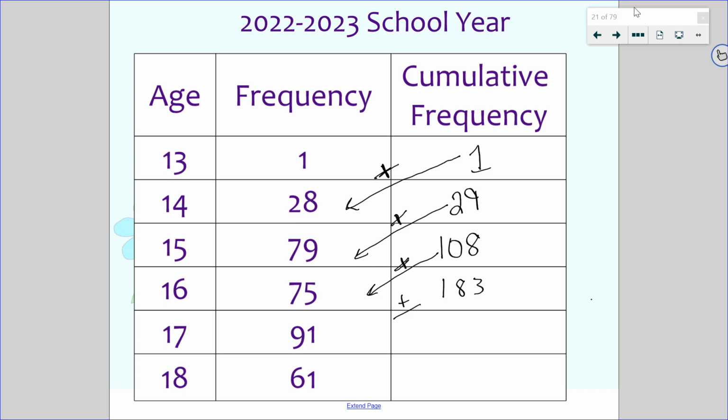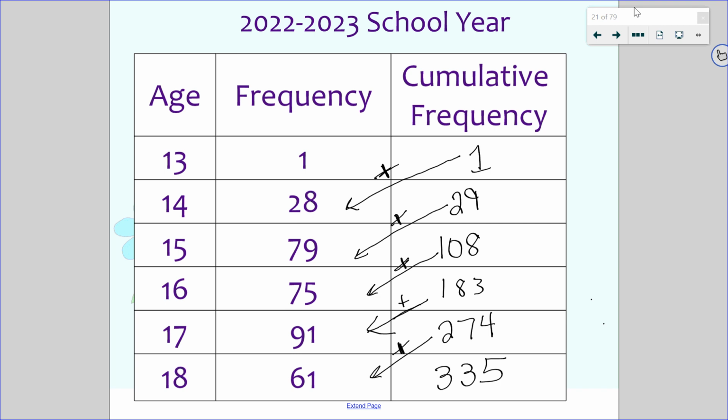Okay, so I get 274 here. So we have 274 students that are not legal adults in the upper school. And then if we add that to our 61, that's going to tell us the number of students in our upper school, 335. So what going to the bottom of our cumulative frequency column tells us is our N, which is our total number of students.